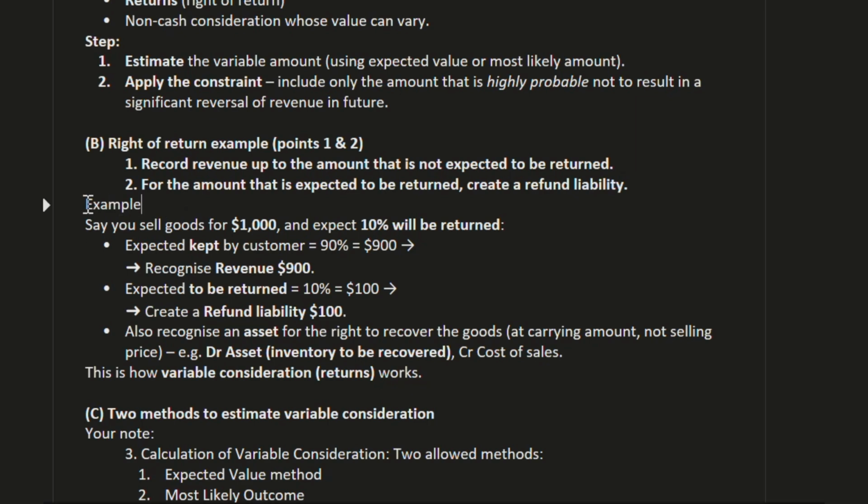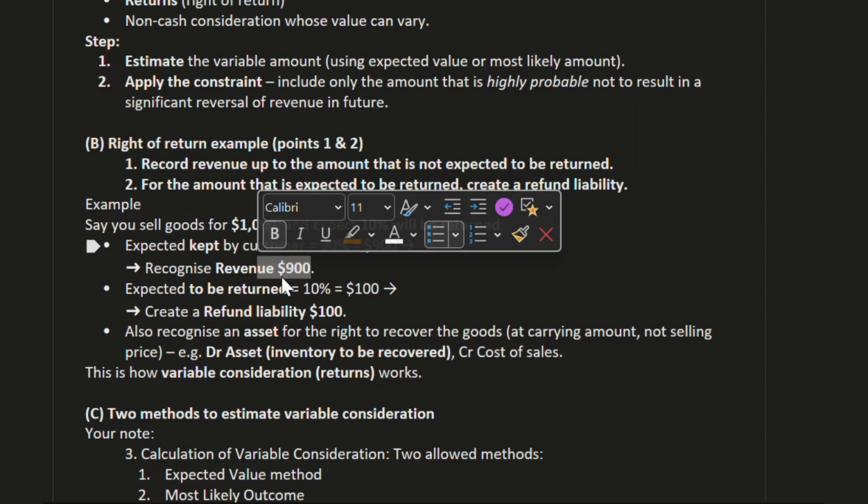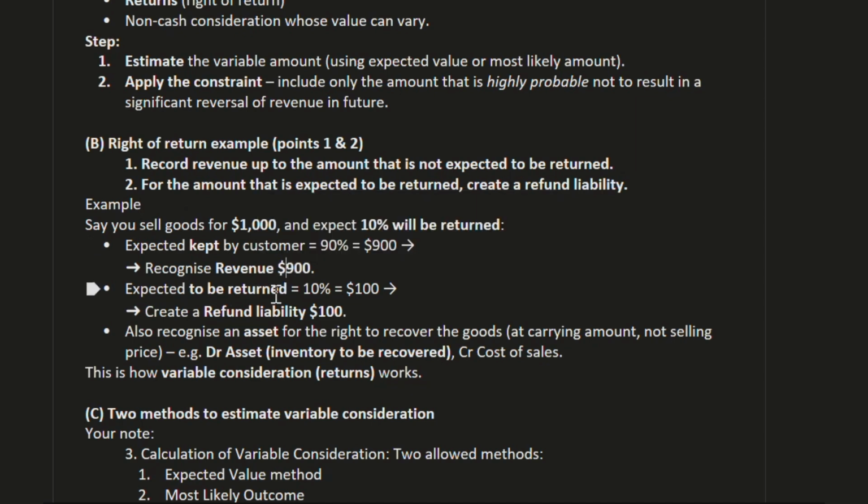Now, an example. Suppose that you sell goods for 1,000 and expect 10% will be returned. The amount expected to be kept by the customer is 90%, so that is 900, and we record revenue of 900, because we are assuming that 90% will not be returned, only 10% will be returned. So revenue will be recognized up to 90%, which is 900. For the 10% expected to be returned, we create a refund liability.